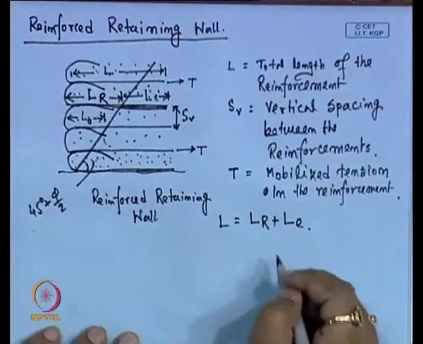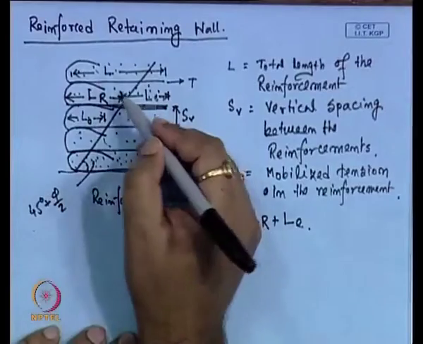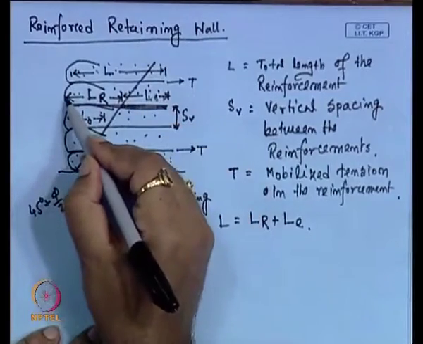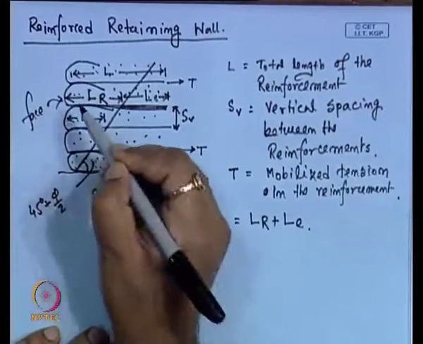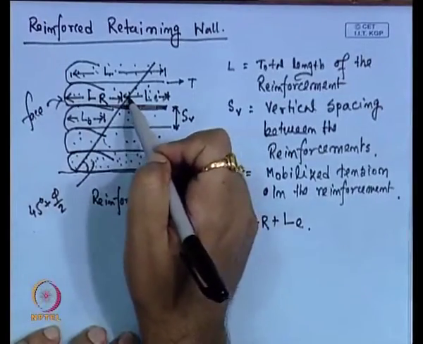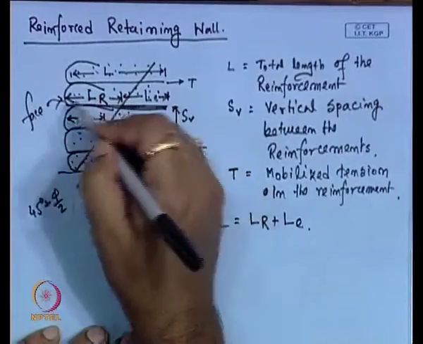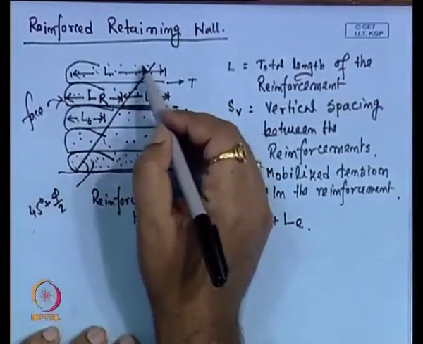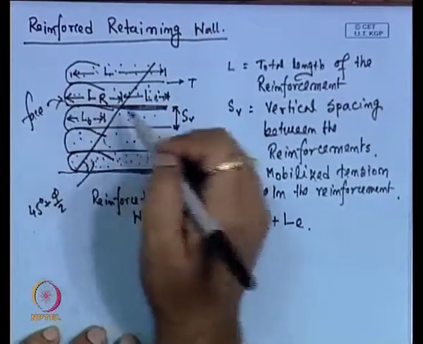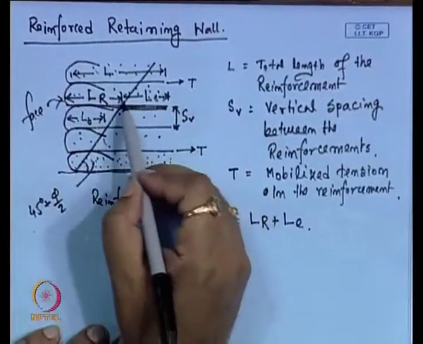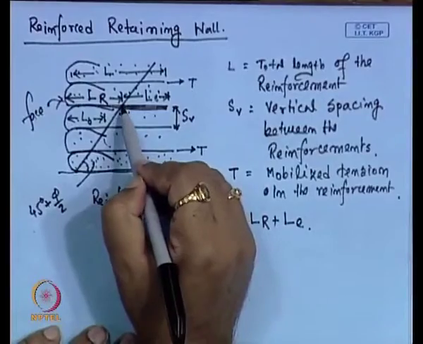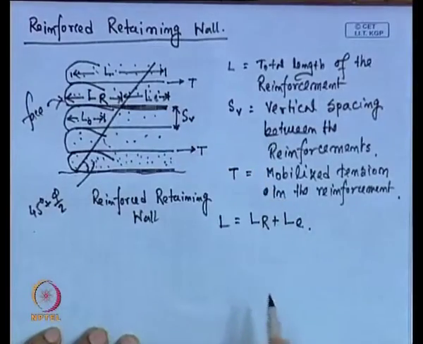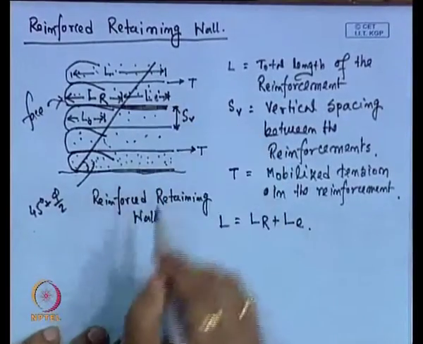Now, the question is what is L R and what is L E? L R is the length from the face of the reinforcement to the failure surface. So, this much of the reinforcement is within this failure zone. That is L R, and L E is basically the anchorage length, which is from this failure surface to the end of the reinforcement. Now, this L E is very important.